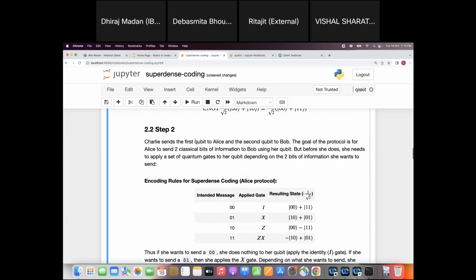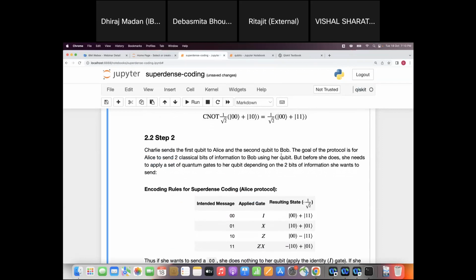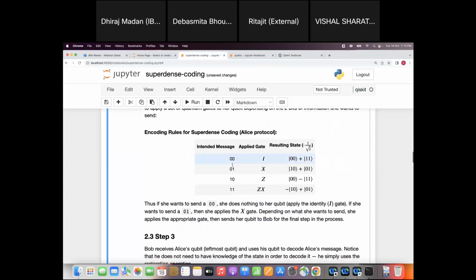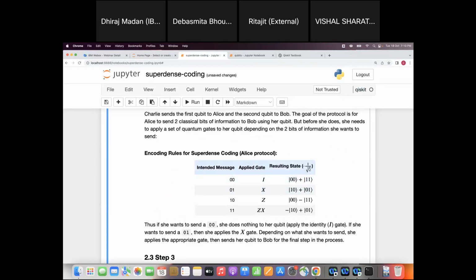So let's say that Alice is sending the information to Bob. So Alice sends 2 classical bits by sending 1 qubit. And the protocol, which we just saw, was that they are already sharing an EPR pair. And in this table, they have omitted this 1 by root 2 factor. So originally it was in the state 1 by root 2 00 plus 1 by root 2 11.